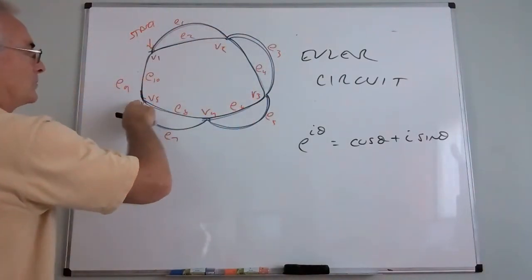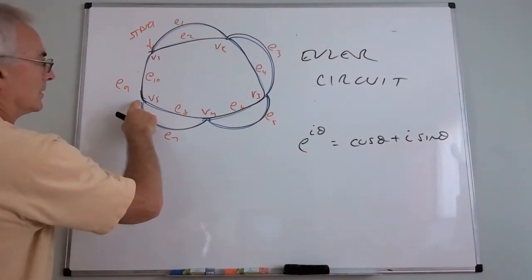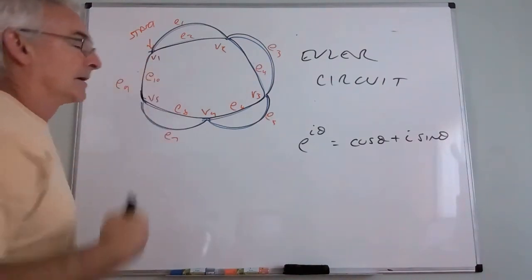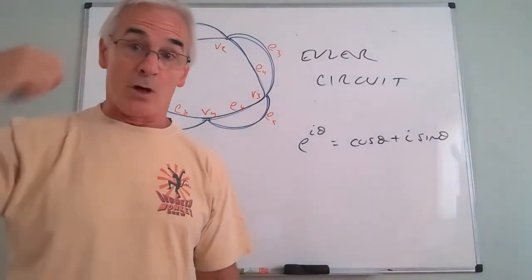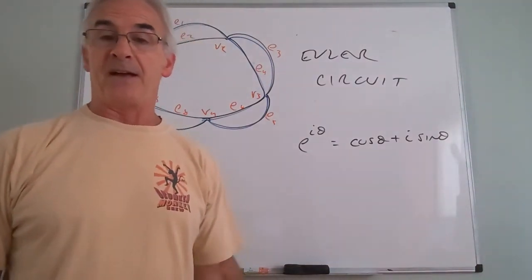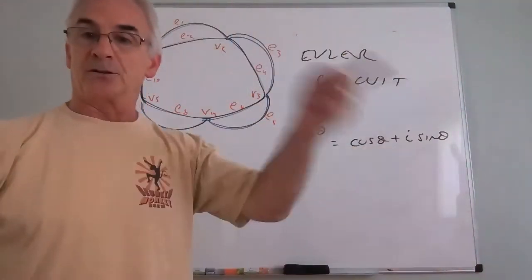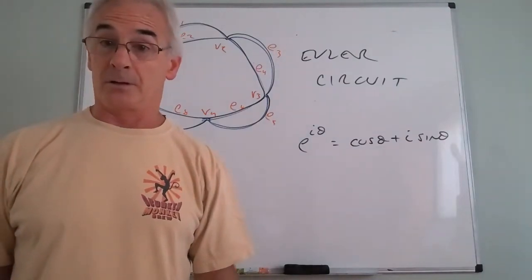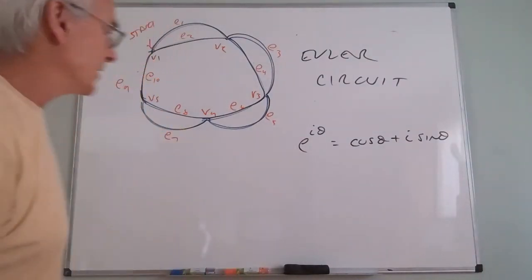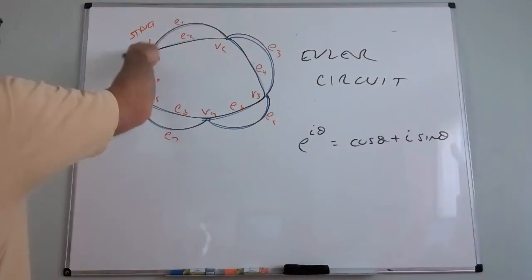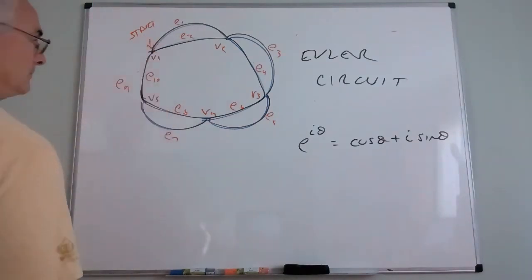Can I get back to V1? Only if I take edge 10 again. I removed one edge and this will no longer have an Euler circuit. In fact, if I had removed any other edge, this would no longer have an Euler circuit. What allowed me to do it before was that I had an alternate way of getting there. This no longer has an Euler circuit.